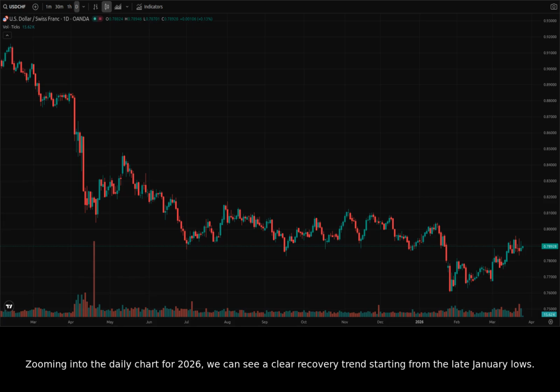Zooming into the daily chart for 2026, we can see a clear recovery trend starting from the late January lows. The price action successfully bounced off the 0.762 range and has been making steady gains. However, we are now approaching a very significant confluence resistance zone near 0.7926. This level represents the 2026 yearly open and aligns with major Fibonacci retracement levels.